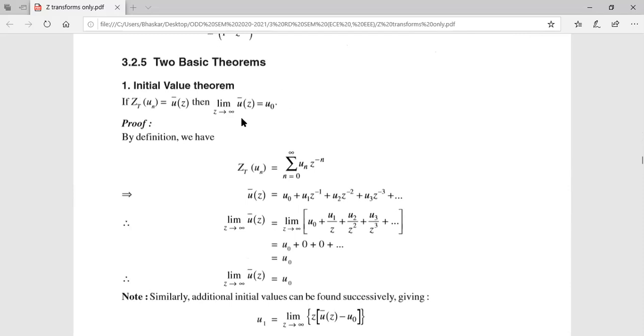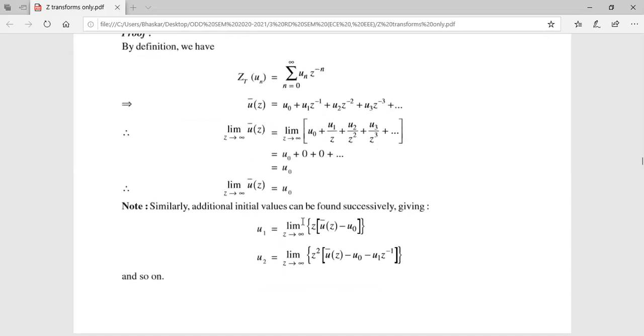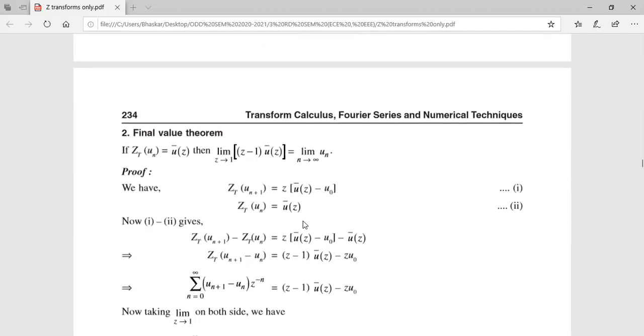That means take u bar of z, nothing but z transform of u_n, and apply limit z tends to infinity. By the definition of the z transform, sigma u_n z power minus n, which becomes u naught plus u1 by z plus u2 by z square plus u3 by z cube. If we apply limit z tends to infinity over there, 1 by infinity becomes 0. That's why we got u naught only. That's what we do for the initial value theorem.